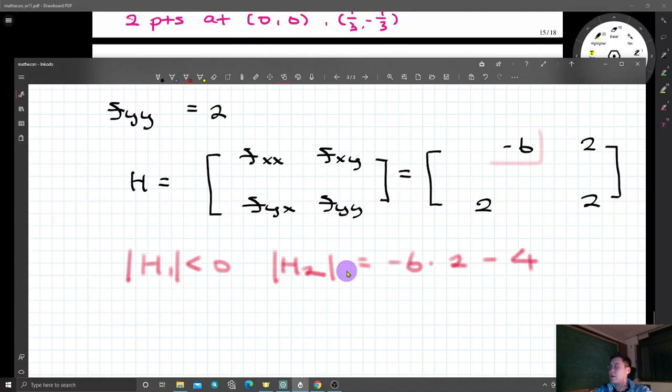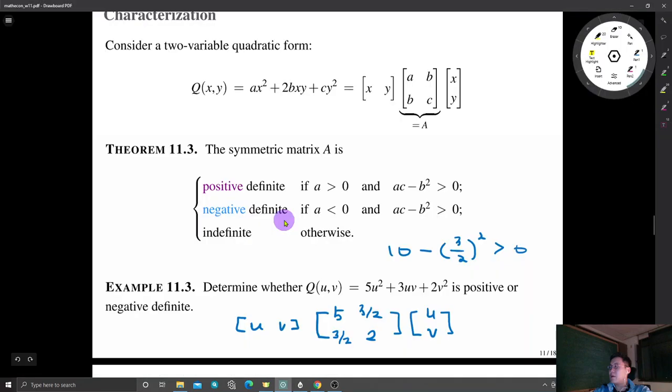So going back to the characterization result. So we have two negative signs. It falls in this case. Okay. So we conclude that at the first critical point, the Hessian matrix is indefinite.